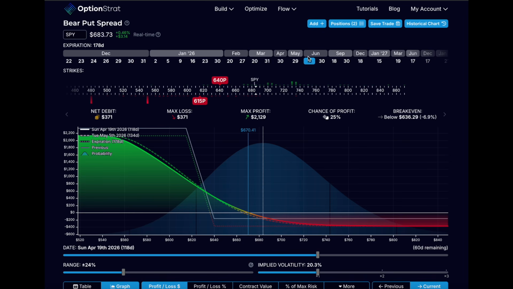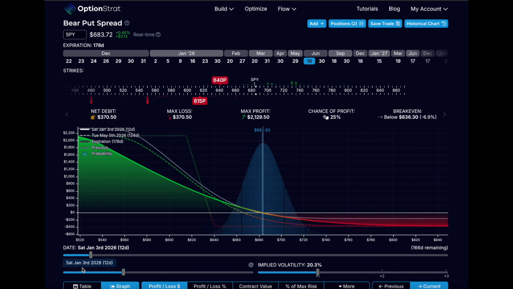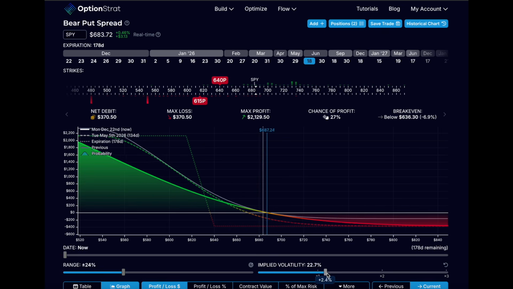We can see here that going further out in time increases the cost of the spread, which isn't a surprise. The cost would be $371, which would bring the max profit down to roughly $2,129. But again, we're more concerned with this T plus 0 line. And we're more concerned with how this spread reacts to the passage of time, as well as changes in implied volatility.